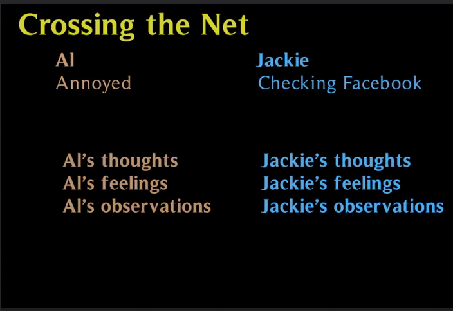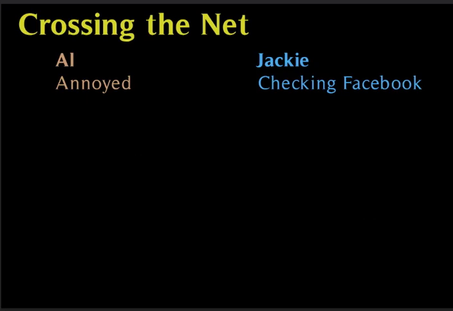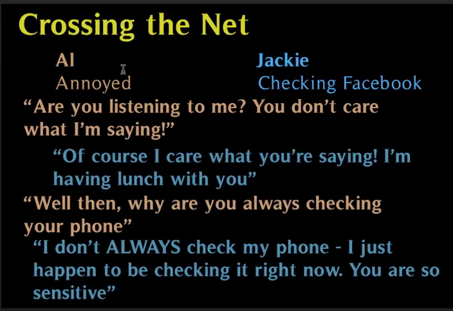You'll notice in this conversation that occurred, this happened many times. So for example, when Al said, "Are you listening to me? You don't care what I'm saying," Al is assuming that Jackie doesn't care what he's saying. Al has crossed the net and is assuming something about Jackie's thoughts and feelings. Similarly, when Jackie says, "You are so sensitive," she's assuming that Al is a really sensitive person. And of course, this implies that he is oversensitive, which is bound to make Al defensive and annoyed back at Jackie.